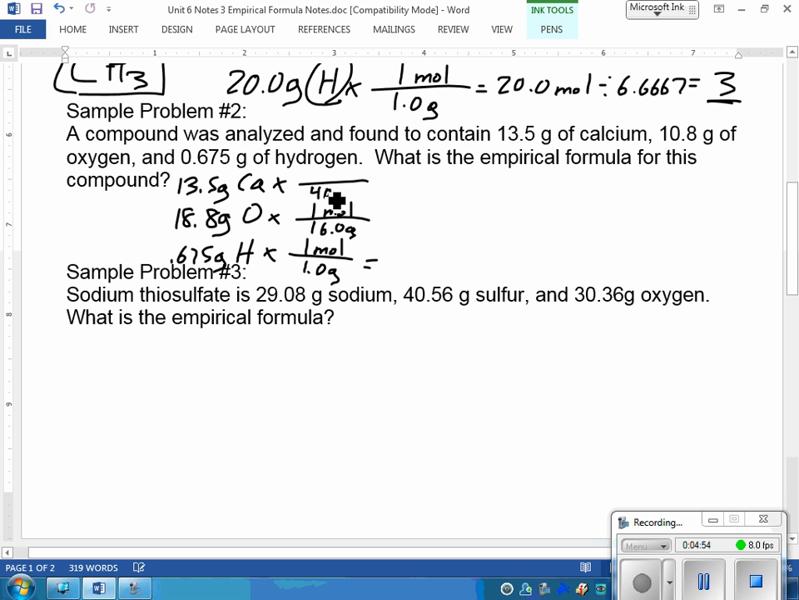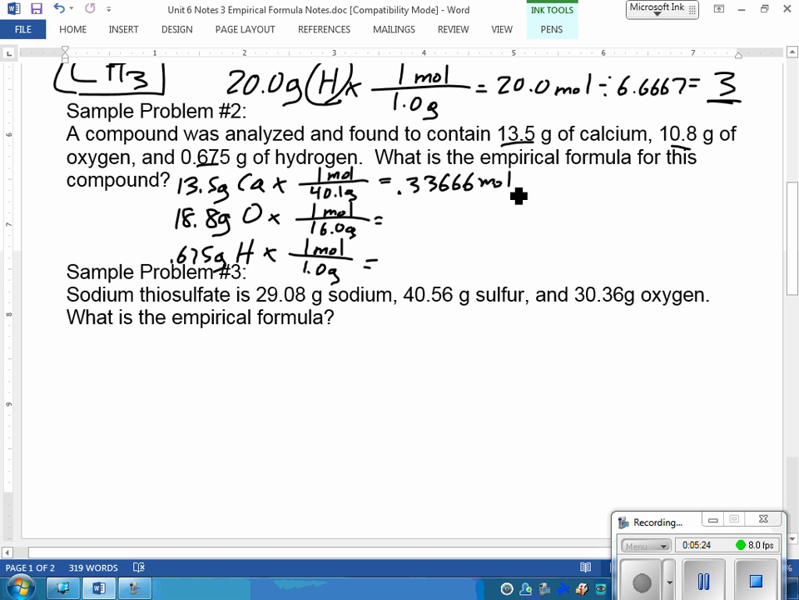So we have 40.1 grams for every 1 mole, and we are going to divide all those out. So 13.5 divided by 40.1 gets us a really long decimal number. Again, our sig figs are 3, so I'm going to carry that to 5. So 0.33666 moles.